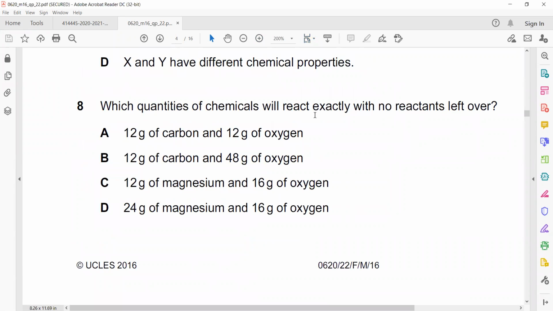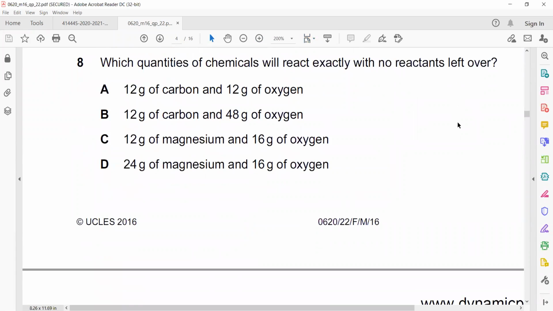Which quantity of a chemical will react with no reactant left over? So how will you work this out? You have to first write a balanced equation. Like when carbon reacts with oxygen, it gives carbon dioxide. And when magnesium reacts with oxygen, it will form magnesium oxide. This is the balanced equation for magnesium oxide.